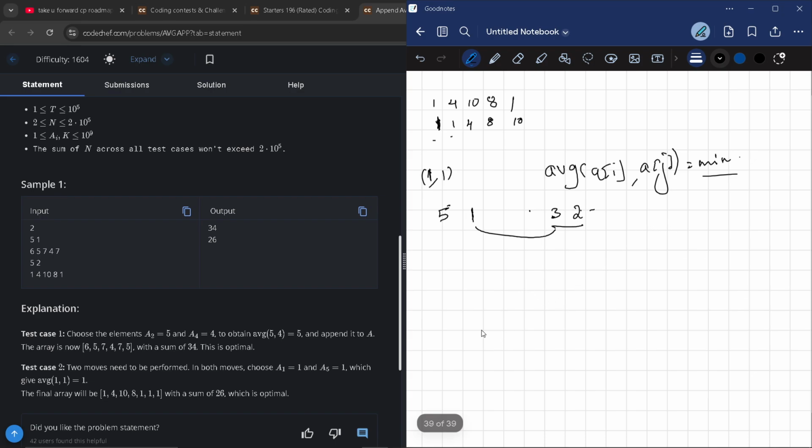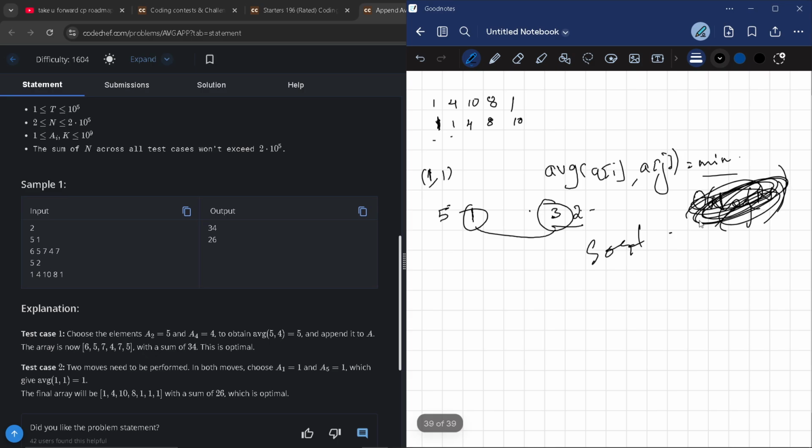The thing is that after every move, what I need to do is sort the array again. Then again, I'll take the first two minimum elements, find the average of them and append it to the array. Then again, I'll sort and do it. That's how I can do it. I guess the time complexity of sorting is n log n, so my solution will fit in n log n, maybe.